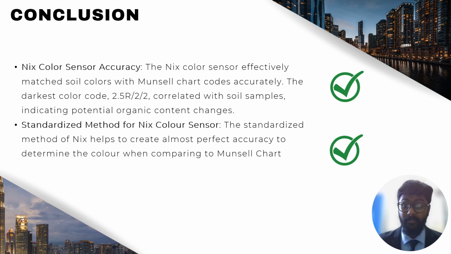In conclusion, we have achieved both objectives. The Nix color sensor has shown to be the most effective way to match accurately with the master color chart's color codes, where the darkest color code 2.5 hue, 2 chroma and 2 value has correlated with the color code from the Munsell color chart, and the standardized method of the Nix color sensor shows that it can get the most accurate color code possible.